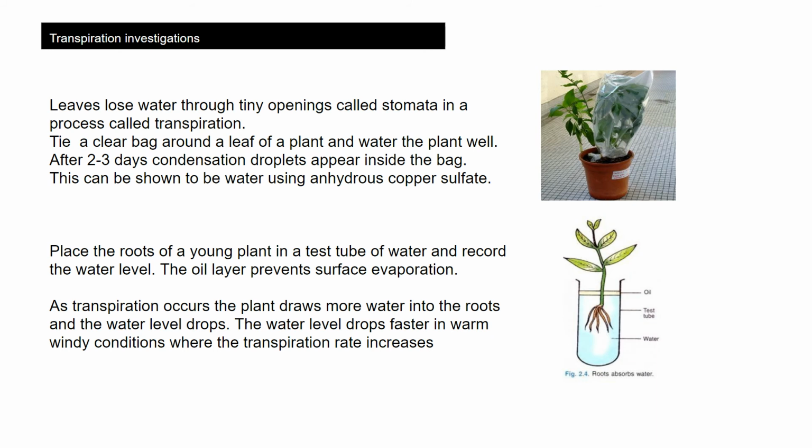We can show that the roots absorb water by placing a plant in a test tube of water and monitoring the water level inside the test tube. Certain situations, such as sunny or windy conditions, can increase the water uptake because transpiration is happening at a faster rate. So the water level will drop very quickly if the plant is placed in a windy situation.